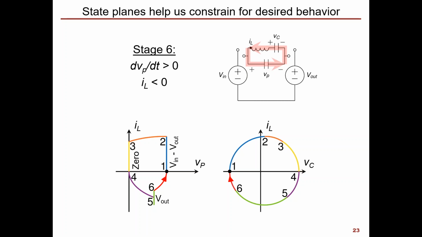Now the state plane on the left gives us good insight into what's going on in terms of how the piezo interacts with the source load system. But the state plane on the right tells us where we are in the resonance cycle. And so we can actually use the proportion of the time used up by each stage to calculate our switching times.